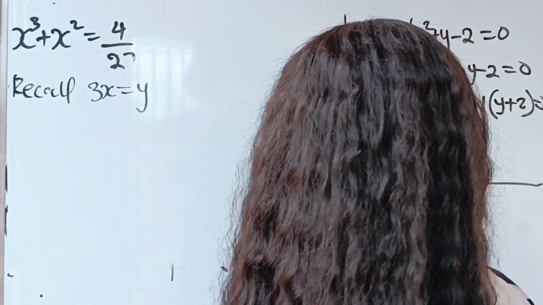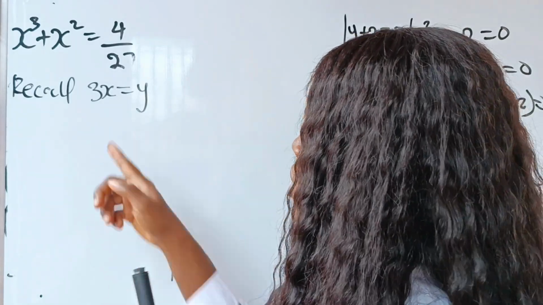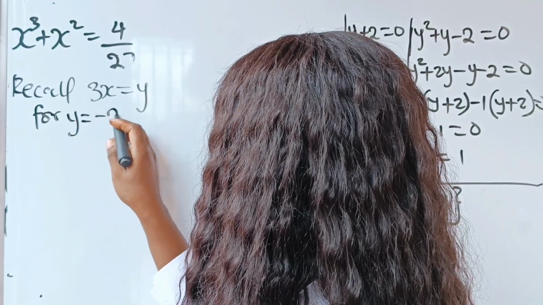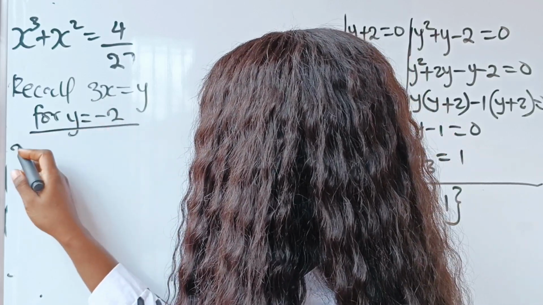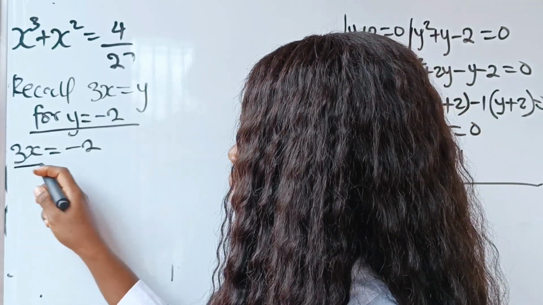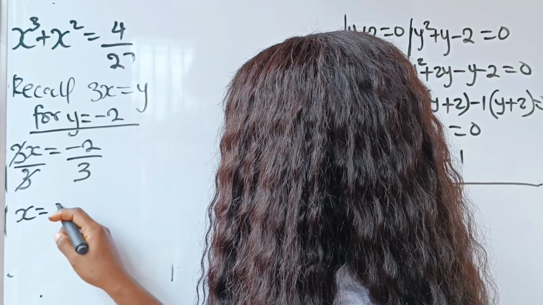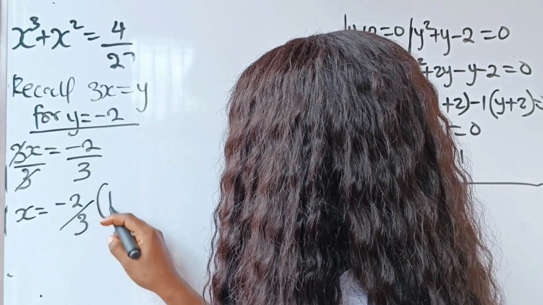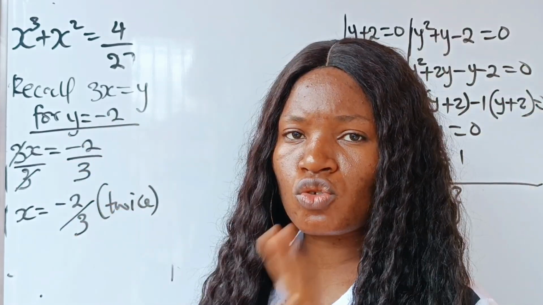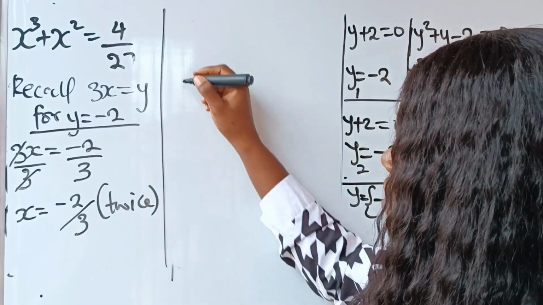Now we have three values of our y. They are minus 2, minus 2, and 1. So if 3x is equal to y, for y equals minus 2, we can say that 3x is equal to minus 2. Now to get the value of x, we divide by 3, and we have that x is equal to minus 2 over 3. Now this is going to be twice, since we have y equals minus 2 two times.